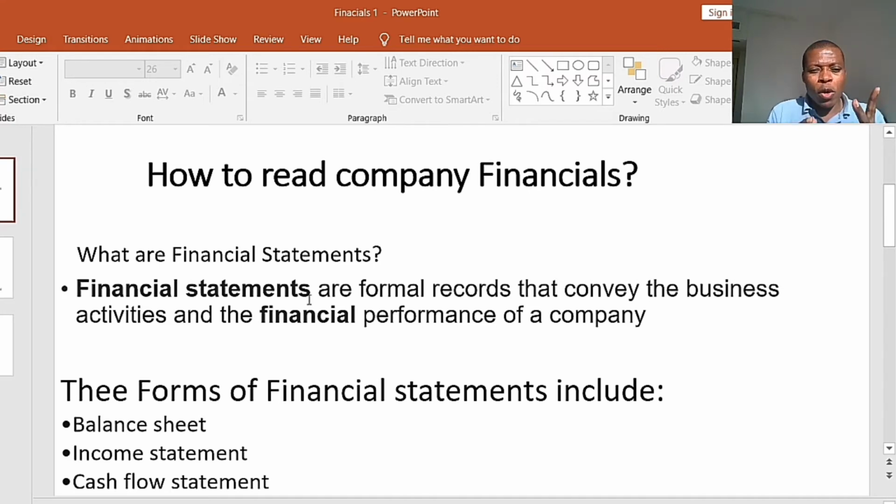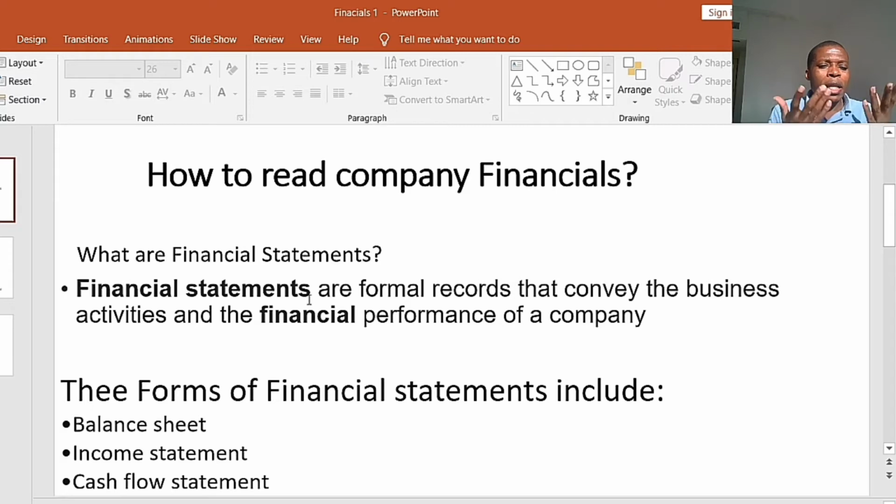So those are the two things you will be looking for if you're going to read a financial statement. There are three main types of financial statements you'll be looking for in any company financials. Number one is the balance sheet. Basically, it's an overview of the assets, liabilities, and also the owner's equity. So there are three things in the balance sheet. Second is the income statement. Income statement is mainly profit and loss, stating the losses or the profits of a company.